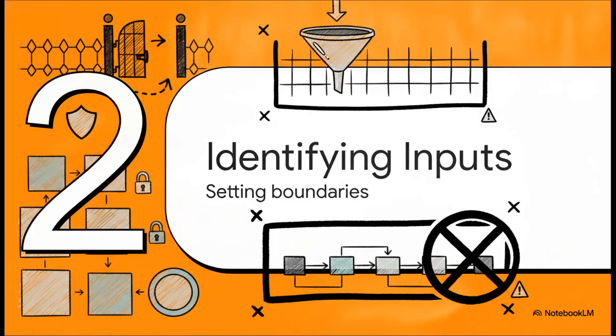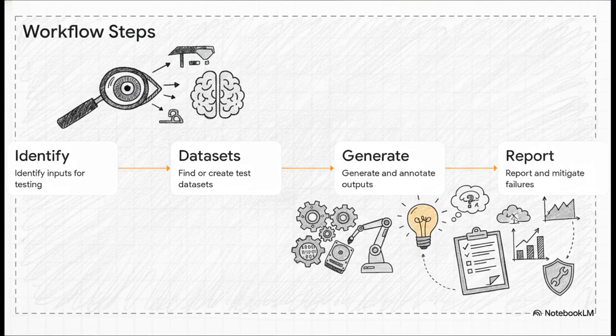All right, moving to section 2, step 1 of our workflow, identifying inputs. This is where we set the boundaries for testing. Just to give you a quick visual map, adversarial testing follows a 4-part workflow that's actually pretty similar to standard model evaluation. We're going to look at these 4 steps closely, starting right now with step 1.